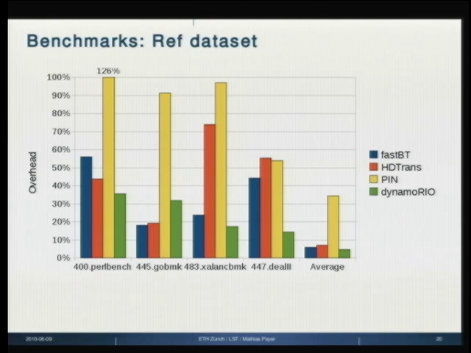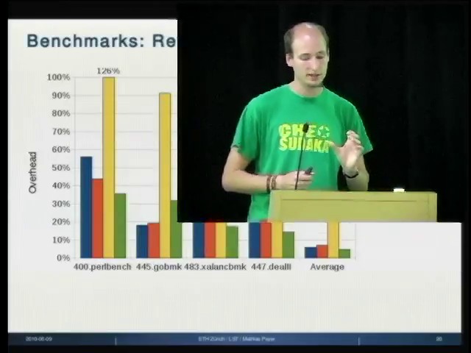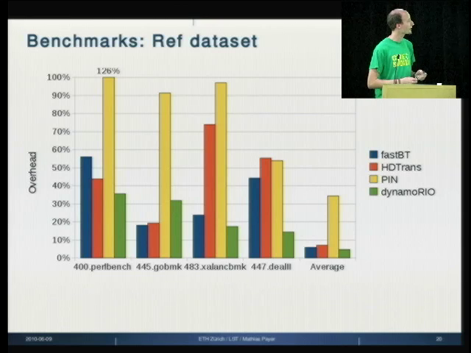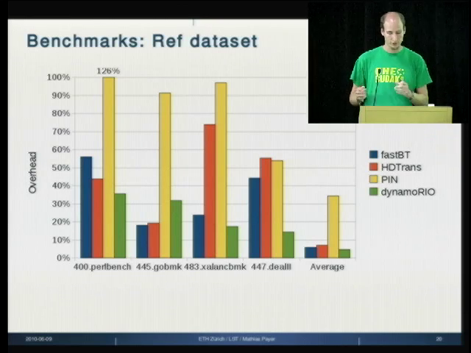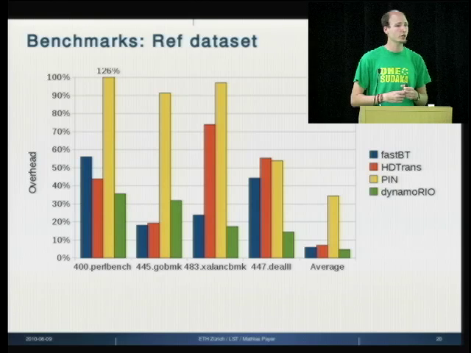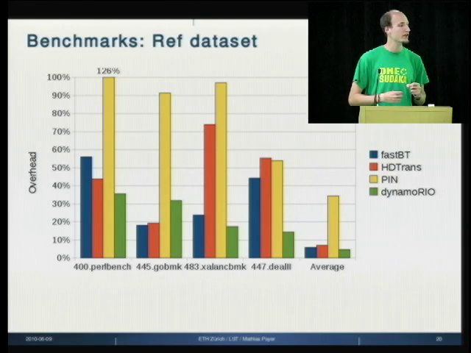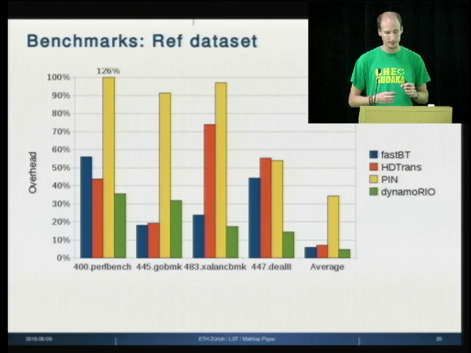We can see that table-based translators kind of have a problem if we compare them to DynamoRIO. For some benchmarks, the IR-based approach is able to outperform the table-based approach in some cases. But if we check the average overhead, this is low for both table-based translators and IR-based translators.